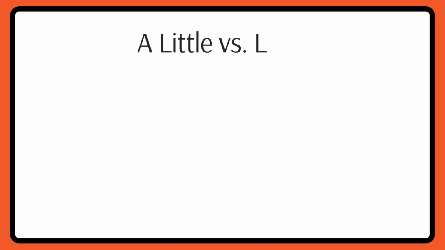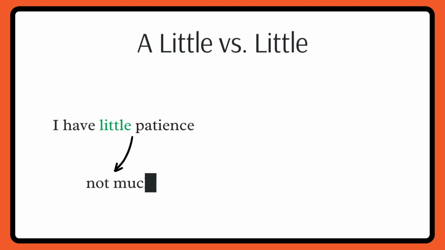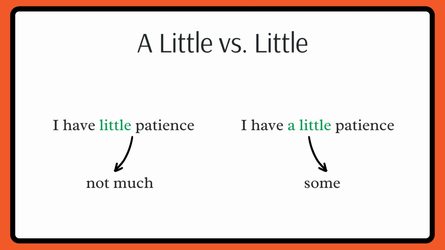Let's look at a little versus little. These two are often confused. Use them carefully because there's a huge difference between little and a little as a quantifier. For example, if I said, I have little patience, it means not much, I'm getting annoyed. Or if I said, I have a little patience, it means I have some, you can continue, or I will continue waiting.